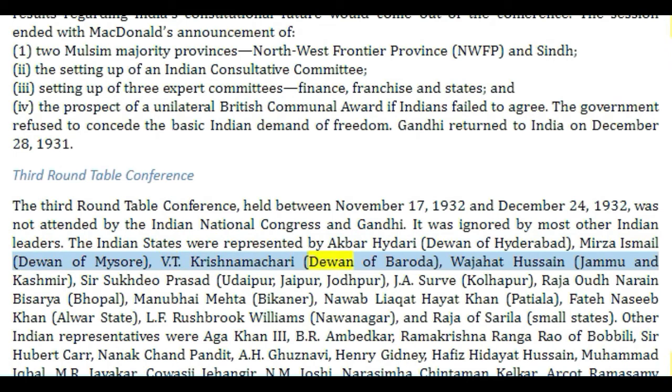Krishnamachari, Dewan of Baroda; Wajahat Hussain, Jammu and Kashmir; Sir Sukhdev Prasad, Udaipur, Jaipur, Jodhpur; J. Sowe, Kolhapur; Raza Aud Narain Bisaria, Bhopal; Manubhai Mehta, Bikaner; Nawab Liaquat Hayat Khan, Patiala; Fateh Naseeb Khan, Alwar State; L.F. Rushbrook Williams, Nawanagar; and Raza of Sarila, small states.